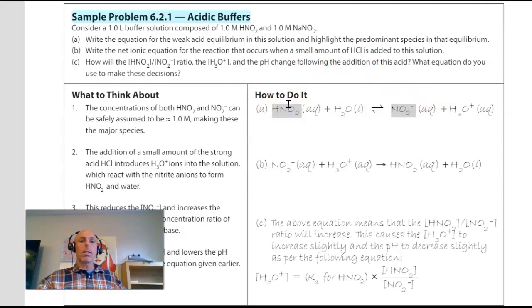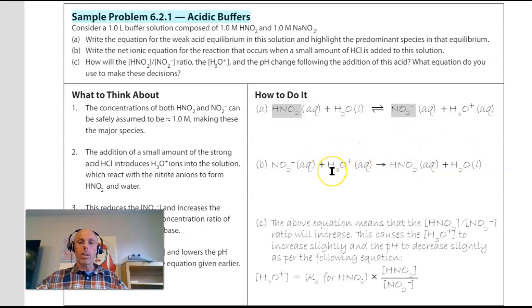B asks us to write the net ionic reaction that occurs when HCl, a strong acid, is added to this solution. HCl dissociates into H+ and Cl-. H+ reacts with water to generate hydronium. Chloride spectates, so we ignore it. So now we see hydronium from HCl reacting with the weak base in this buffer solution, which we know is what happens, generating the conjugate acid and water.